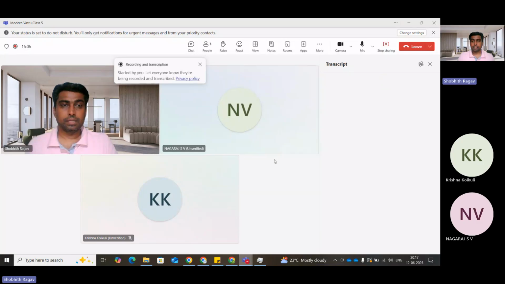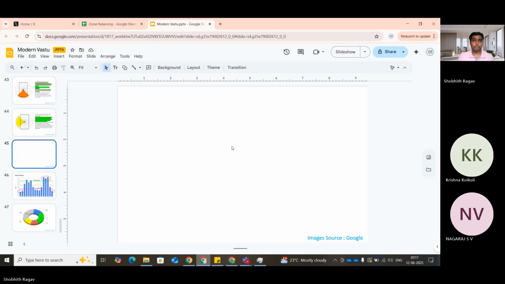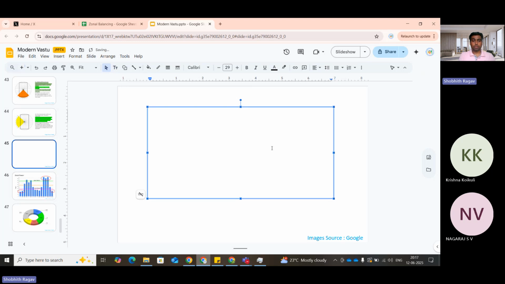Modern Vastu class 5. So today, before we proceed, I wanted to add a gist of the approach. First is locating entrances, which we have already seen. Locating main door entrances is the first step. You have to locate the main door entrance to check whether it is positive or not.